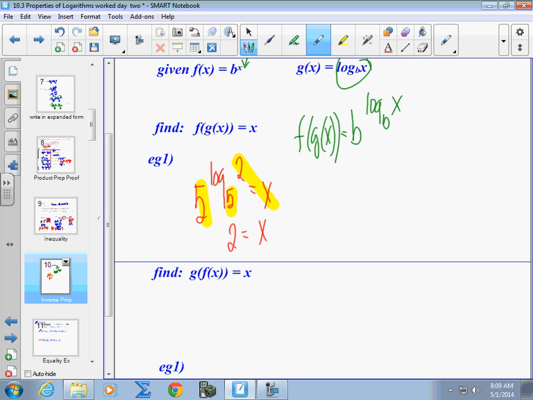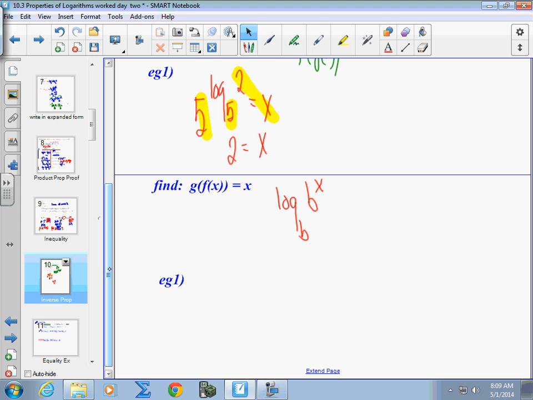Take it the other way, and you have log base b of b raised to x. Once again, you know that these are inverses, so the whole thing is equal to x. So an example might be log base 7 of 7 raised to the third. So x is equal to 3.